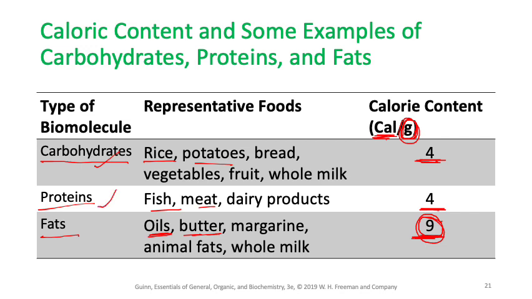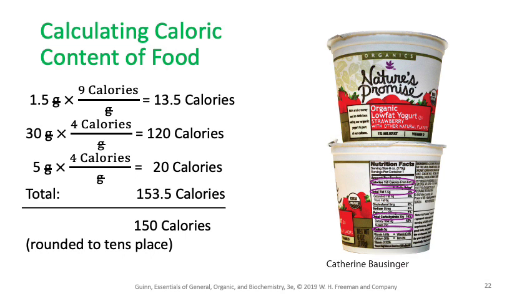So this is how we can calculate how much food we can take, depending on how many calories we need for that particular day. Let's figure out how we can use this information to calculate the total calories that a particular food sample has. Let's try to calculate the total calorie content of this food sample that you can see on the right-hand side of the PowerPoint.